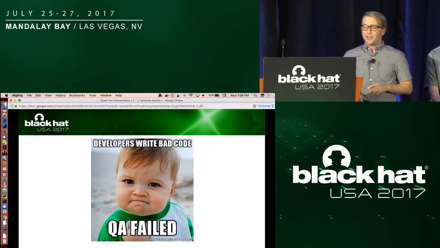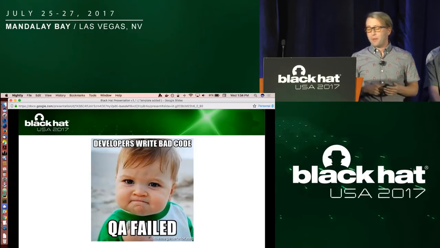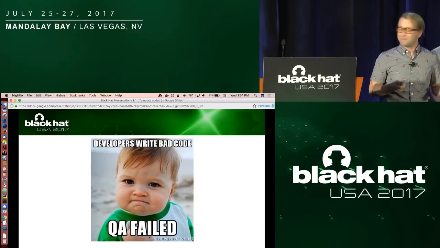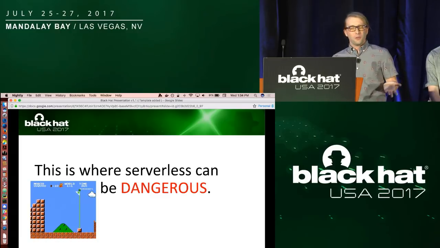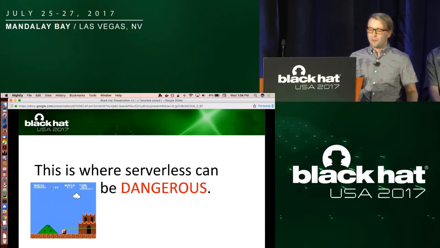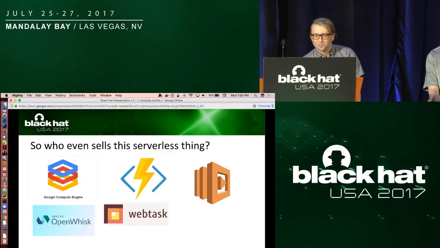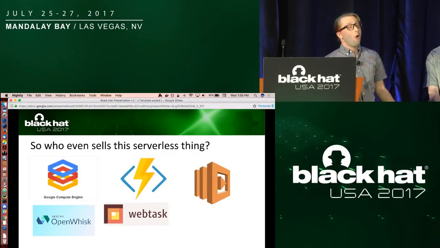With memes like this cycling around the internet, we all know that bad code does make it into production and it makes all our lives hard, which is why we're here. So this is where serverless can be dangerous, right? In some sets of circumstances. I love that one. So who even sells this serverless thing? Almost everybody.